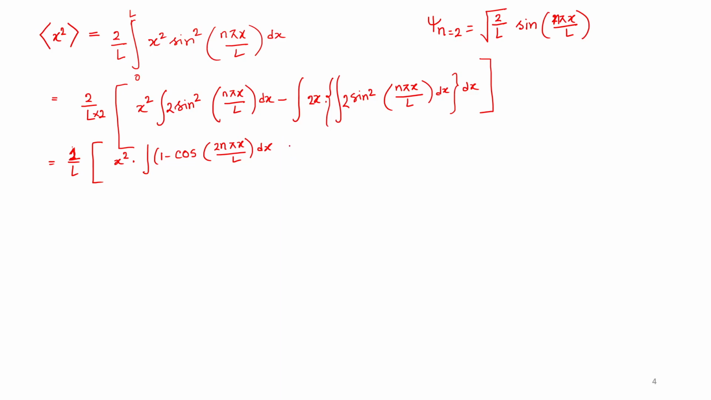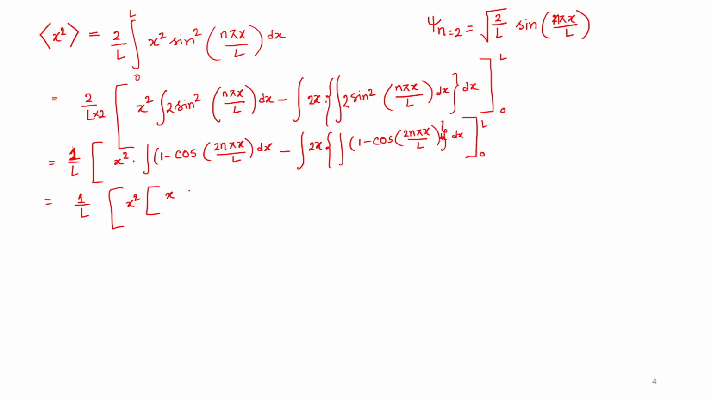this time, minus 2x, 1 minus cos 2n pi x by L, integration inside, and there is integration outside. And do not forget there is 0 is still there. 1 by L. So we'll quickly do this.